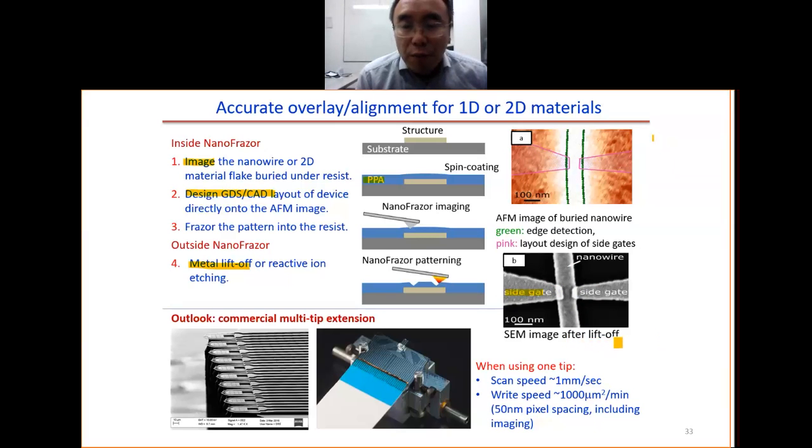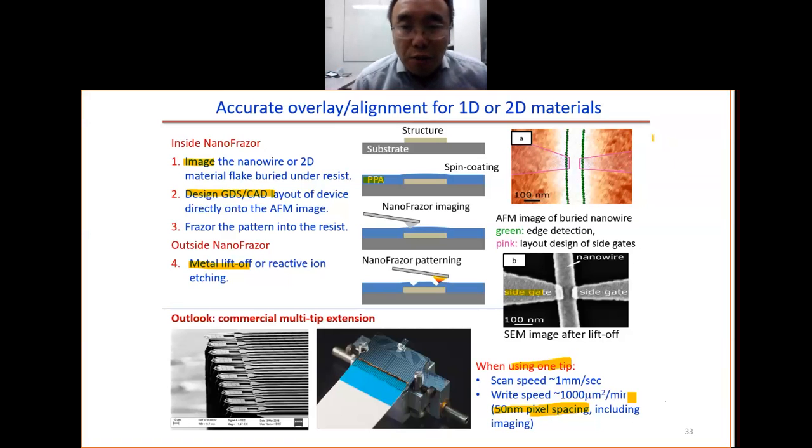So the main limit for this one is that it's really good for research, but some people may think this is too slow. For example, when we use one tip, single tip, it writes about 1 millimeter per second. This is for the line writing. When you do the area writing, you write about 1,000 square micrometers per minute. This number is not very low, but you can see it's only 50 nanometer pixel spacing. This is not very good resolution. If we have 10 nanometer pixel spacing or 20 nanometer pixel spacing, I think it will be a smaller area. But even this area, 1,000 square micrometers per minute, is still too slow.